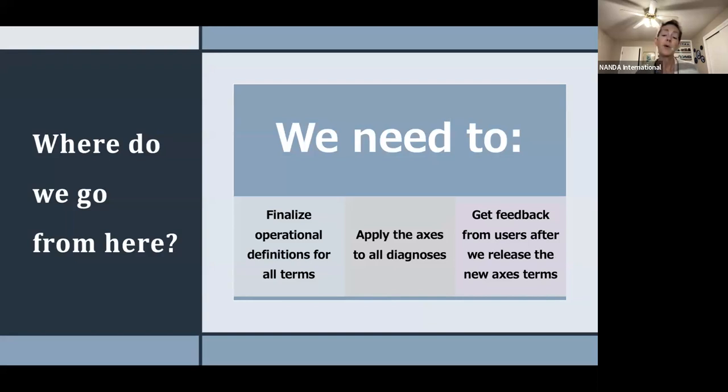But one of the things we will ask people who, for example, are developing or refining diagnoses is to please look at the axes terms that currently exist. And if they want to propose a different term, to please clearly explain why the terms that we have don't meet their needs. So this is like our next step. This is where we have to go from here.